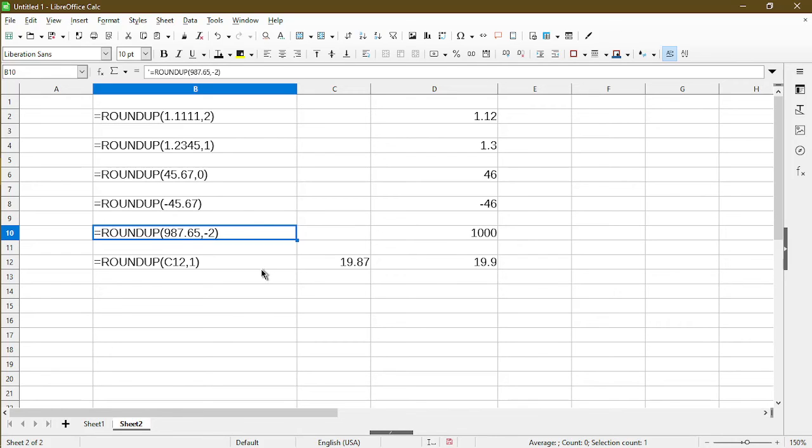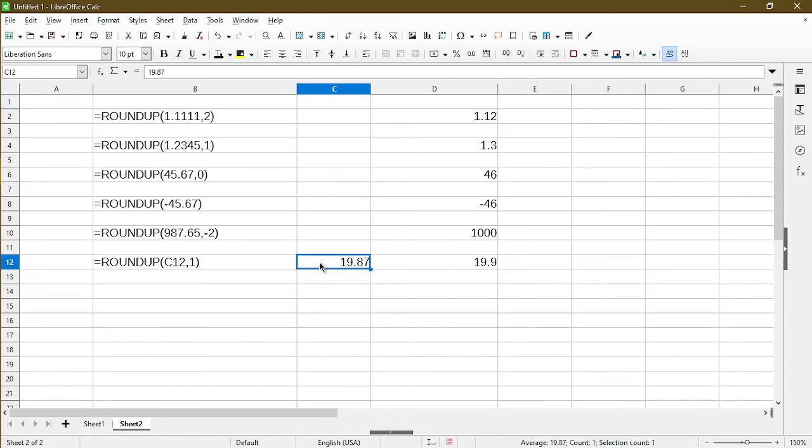In the last example, I'm just using the first argument to refer to a specific cell, which is cell C12. I'm telling it to round up 1 decimal place, so in this case, it will be 19.9.